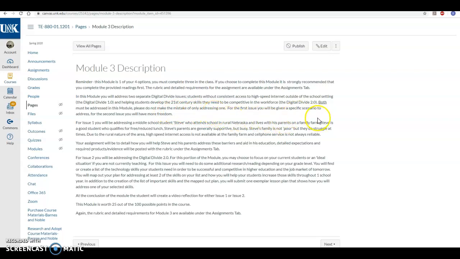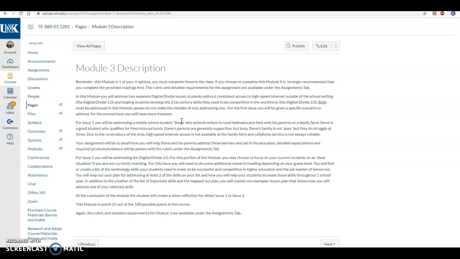So for the first issue, you have a specific scenario to address. The second issue, you have more freedom. So some required aspects and some student choice. For issue 1, you'll be addressing the middle school student Steve, just a random name. If you don't want to use that name, I'm certainly okay with changing the name. Who attends a school in Roanoke, Nebraska. The parents are family farmers. Steve's a good student. You can read all that.